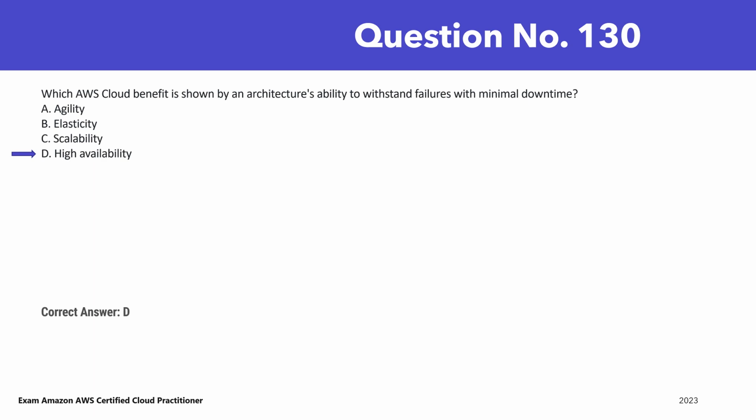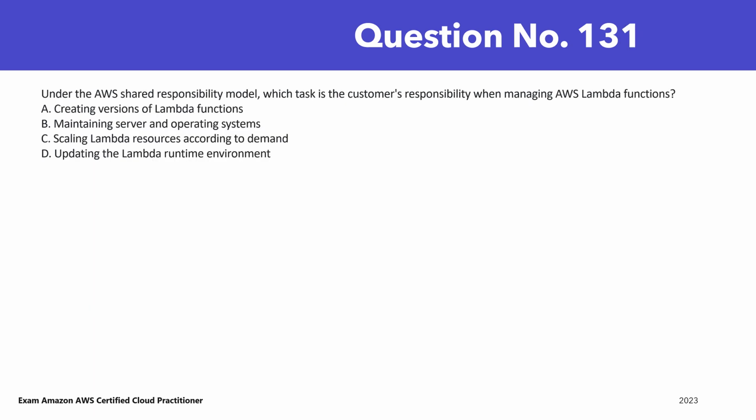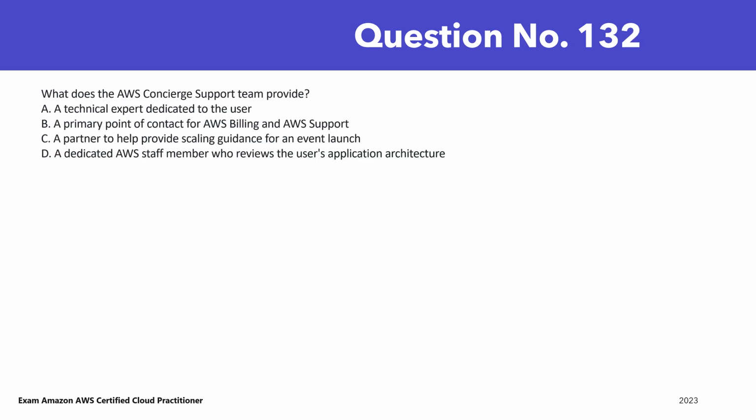Under the AWS Shared Responsibility Model, which task is the customer's responsibility when managing AWS Lambda functions? A. Creating versions of Lambda functions. B. Maintaining server and operating systems. C. Scaling Lambda resources according to demand. D. Updating the Lambda runtime environment. Correct answer, A.